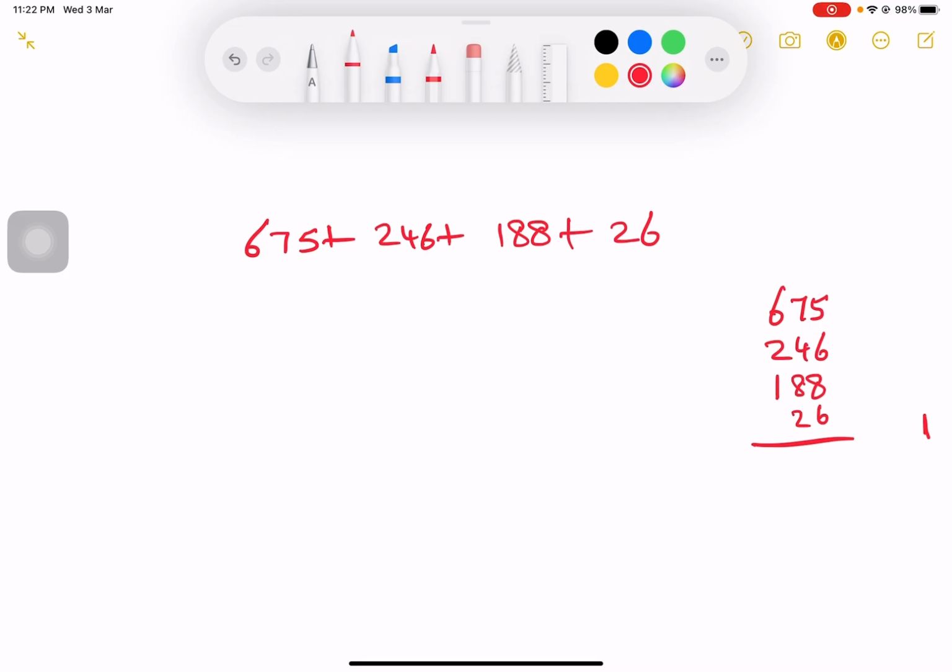5 plus 6, 11, 11 plus 8, 19, 19 plus 6, 25, 5, and 2 above. 2 plus 7 is 9, 9 plus 4 is 13, 13 plus 8 is 21, 22, 23, 24, 2 above. Then the hundreds: 2, 6, 8, 8, 10, 11. I will write all of it, so the answer is 1145.